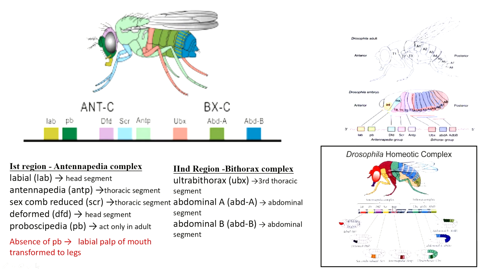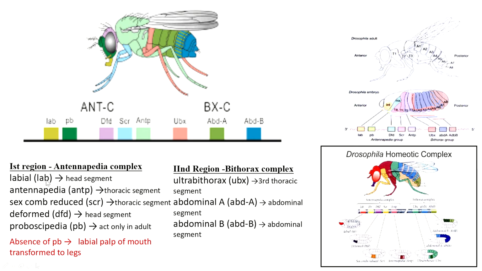Then see what the different types of genes present in the first complex, the antennapedia complex, are. First one is called labial, represented with LAB. Then antennapedia, ANTP, sex comb reduced, SCR, deformed, DFD, and proboscipedia. These are the 5 genes of the antennapedia complex. And we know the antennapedia complex is responsible for the formation of the head segment as well as the anterior portion of the thoracic segments.